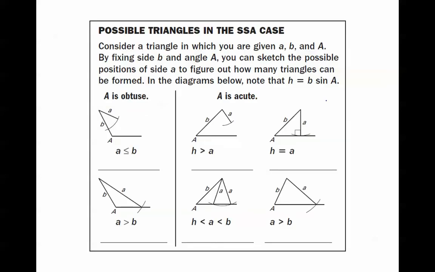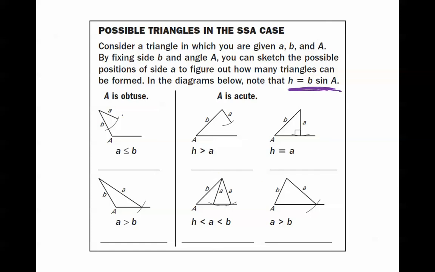So we've got a little graphic here to kind of help us out. If we have a triangle where we're given sides A and B and angle A, by fixing side B and angle A, we can sketch the possible positions of side A to figure out how many triangles can be formed. Depending on the size of the angle and the size of the sides will determine that. Now, this H right here is this. H equals B times sine A. So if A is an acute angle, we'll need to calculate the height to figure that out.